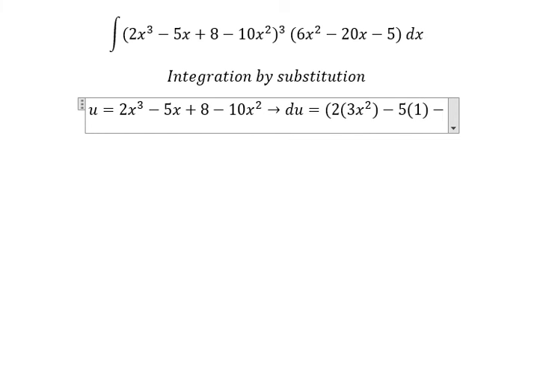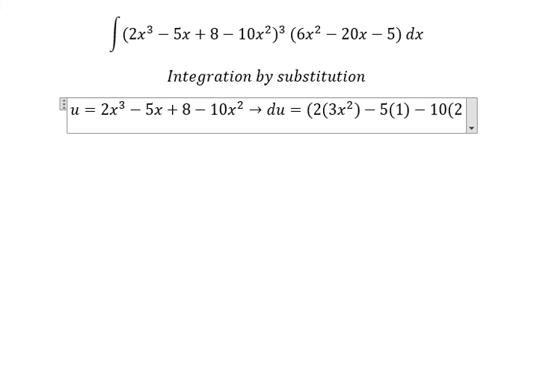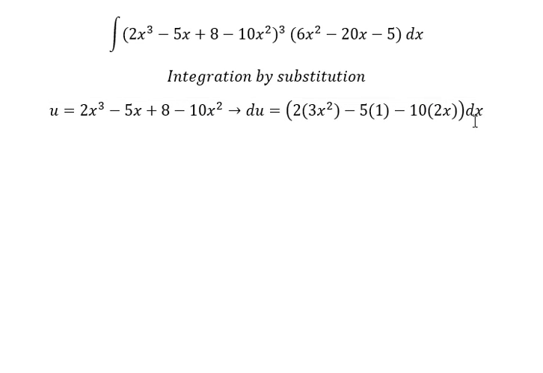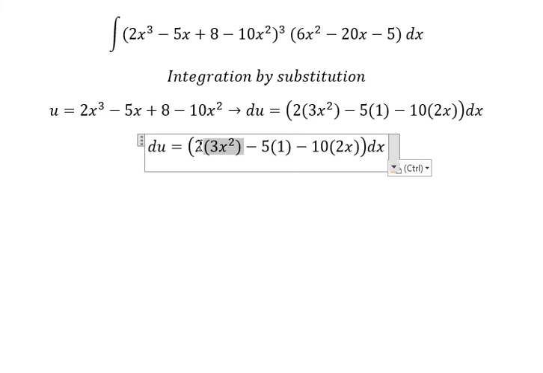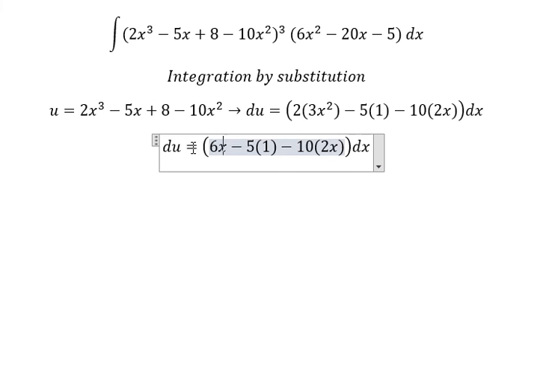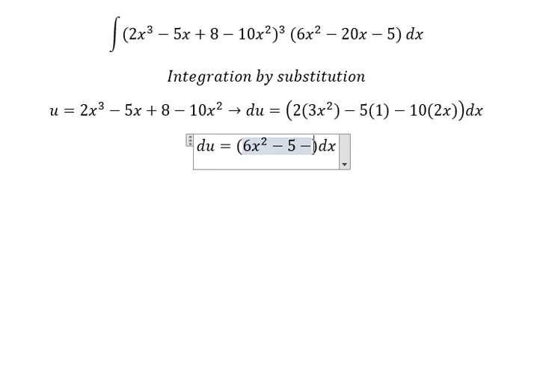First derivative of number 8, you get 0. First derivative of s squared, you get 2s. This one you get 6s. 6s squared minus number 5 and minus 10 or 20s.